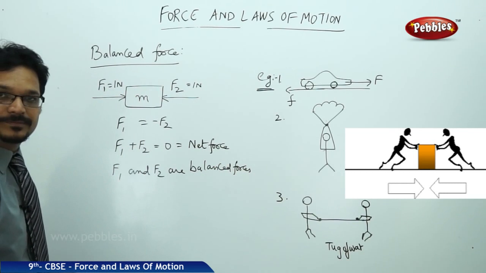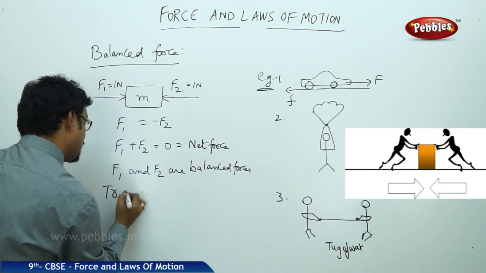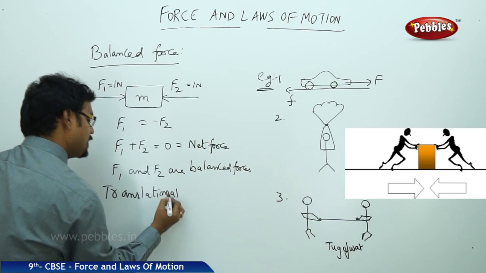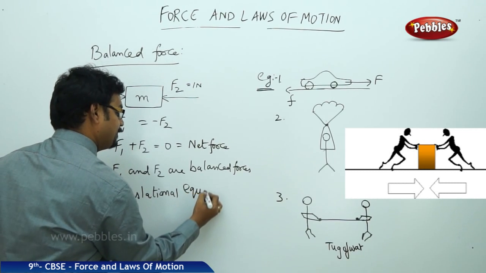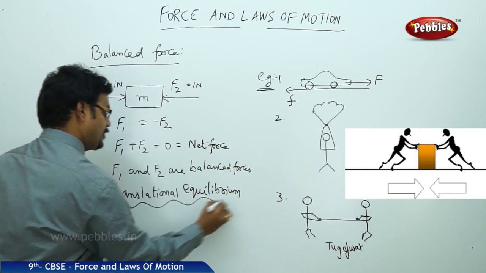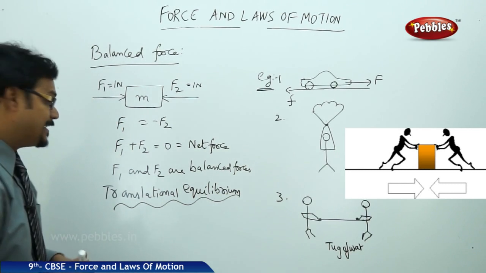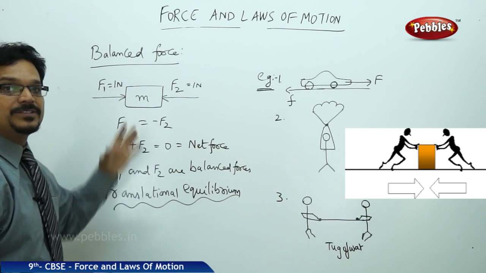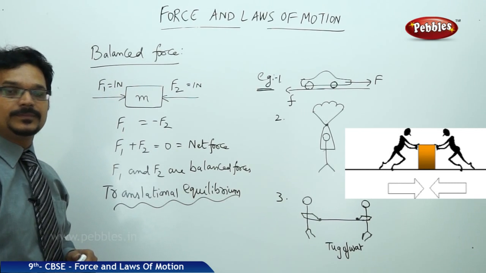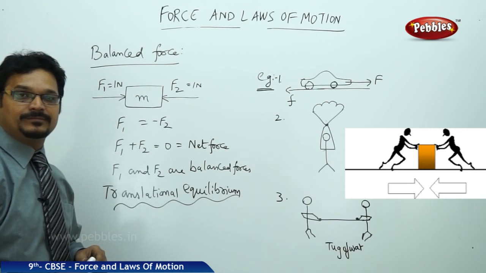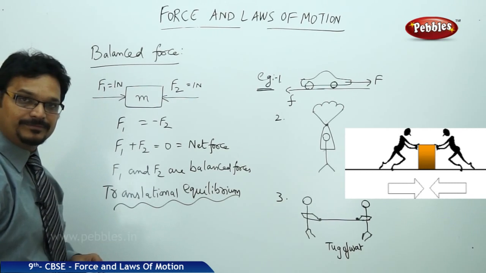And this situation is called translational equilibrium. Translational equilibrium means it is the state where the net force acting on the block is 0. And I told you already, in this situation, the body is either at rest or in uniform motion.